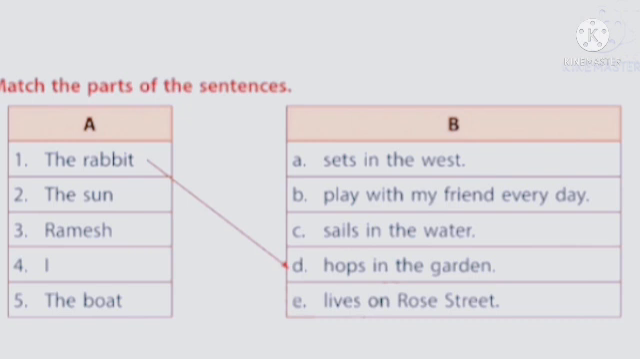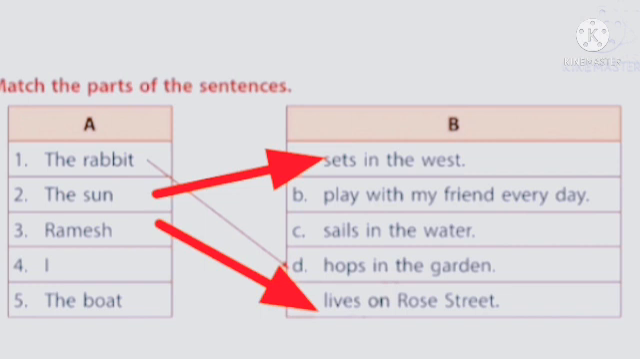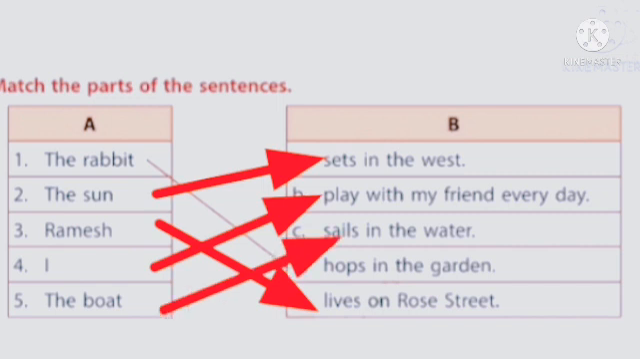They have already given one example. First one, the rabbit hops in the garden. And the second one, the sun. Which is the right one? Yes, the sun sets in the west. Third one, Ramesh. Which is right? Ramesh lives on Rose Street. And fourth one, I play with my friend every day. Fifth one, the boat. The boat sails in the water. So children, you must complete these two activities in your English textbook and read and learn.